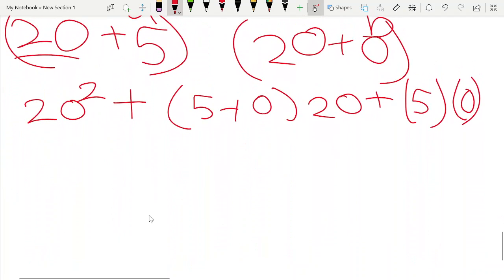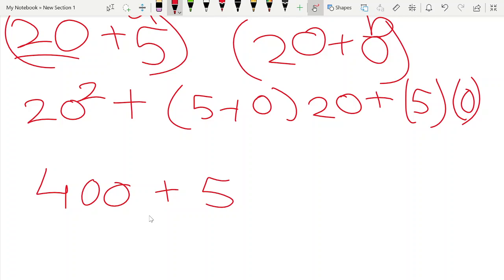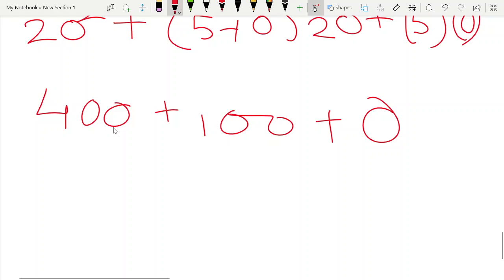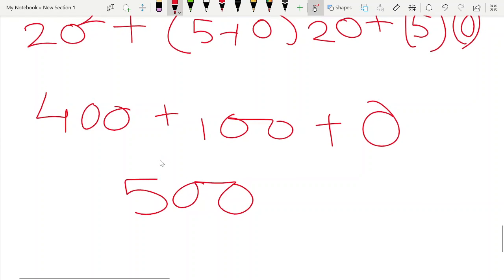20 times 20 is going to be 400, plus 5 plus 0 is 5. 5 times 20 will be 5 times 2 is 10, so that's going to be 100, plus 5 times 0 is 0, so it's going to be 0. And then 400 plus 100 is going to be 500. So 25 times 20 is equal to 500.